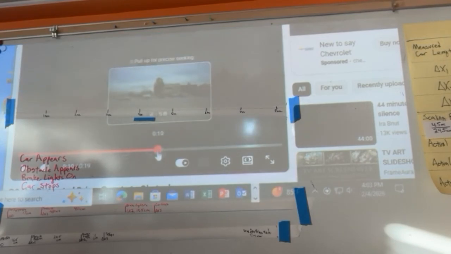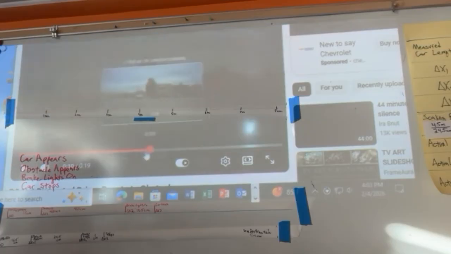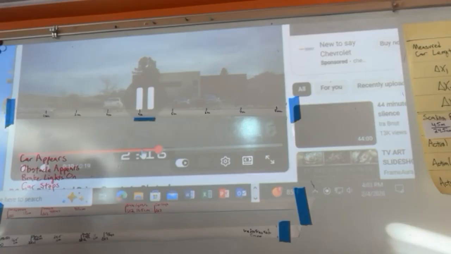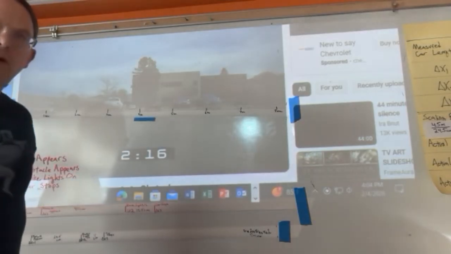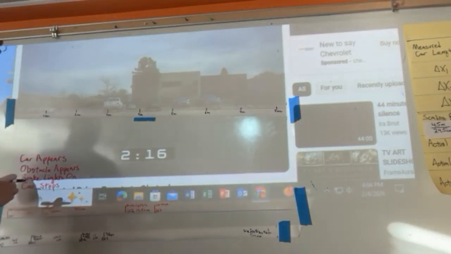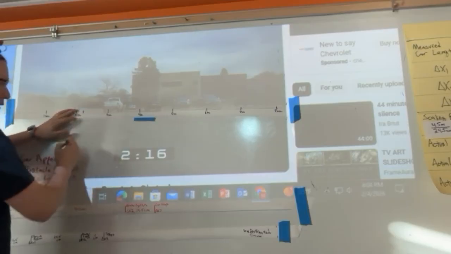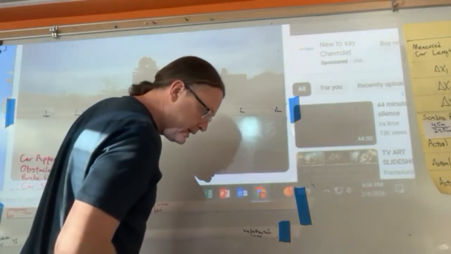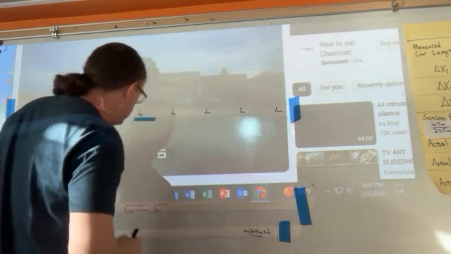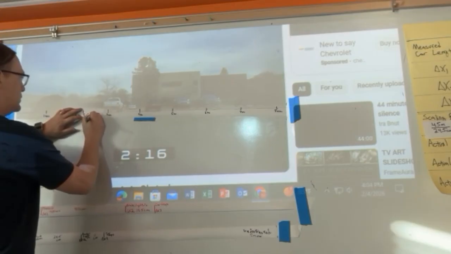Before 2.16. Okay. So at 2 seconds, 16, 2.16, we should note time 0, when the car appears.